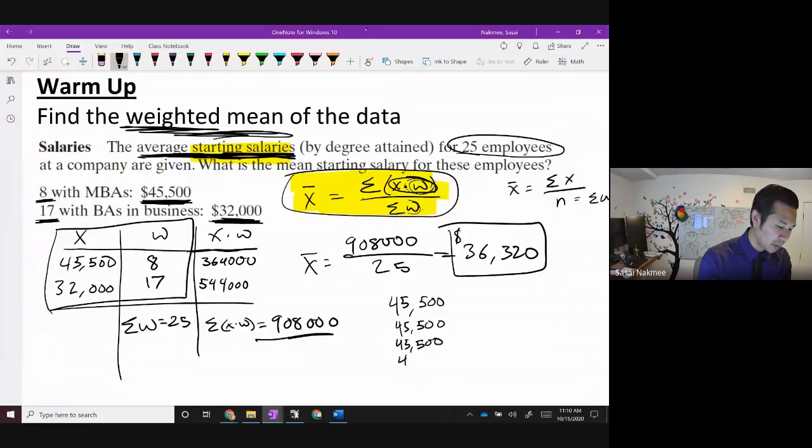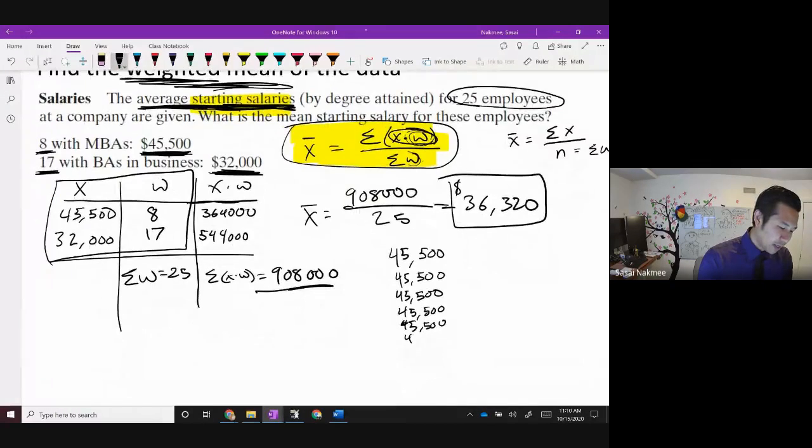I know this is weird, but I'm going to just show you what this is. That's 5. That's 6. And that's 7. Is that 8 yet? No, one more. 45,500. Right?